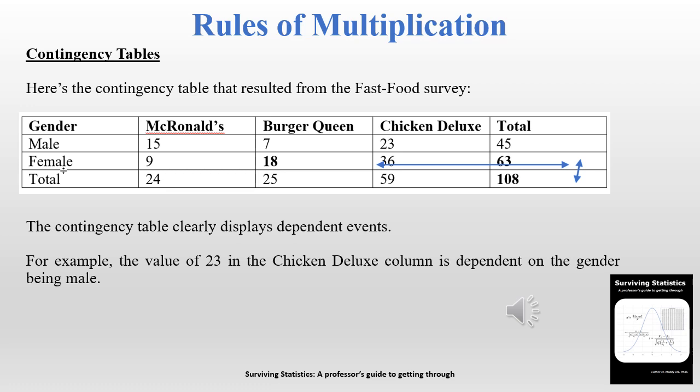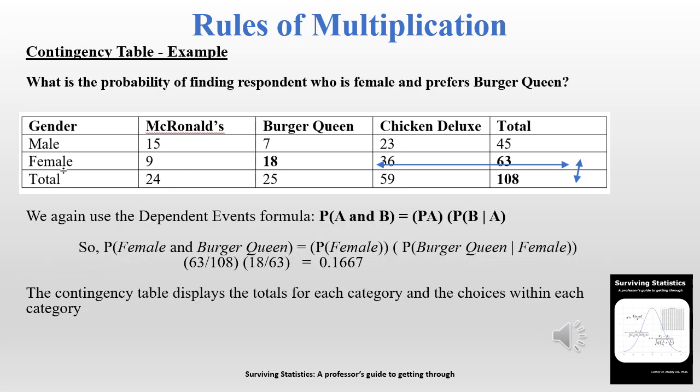So here we see the results of the fast food survey laid out in a contingency table that has rows for the genders and then columns for each of the three fast food choices. You'll see that we've totaled them up by choice, by gender, and then also a grand total. Now the value of 23 in the Chicken Deluxe field is dependent upon the gender being male. For instance, the value of 18 in the Burger Queen section is dependent upon the gender being female. The value of contingency tables is that they allow us to see the different values for each of the selections, and it's a little easier to actually compute probabilities once you get familiar with how these are laid out.